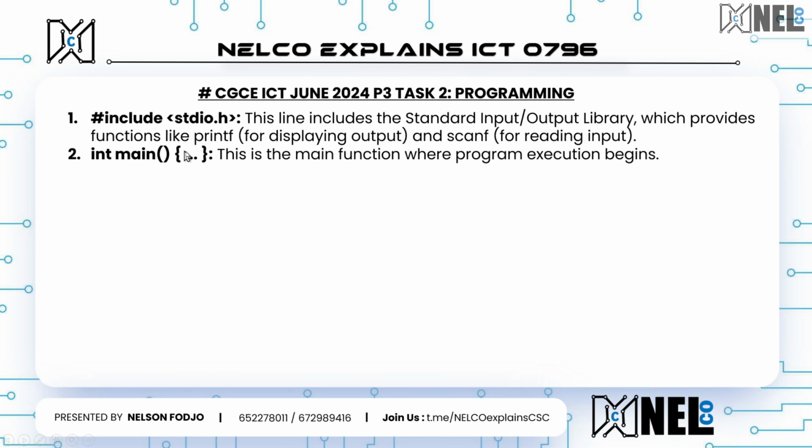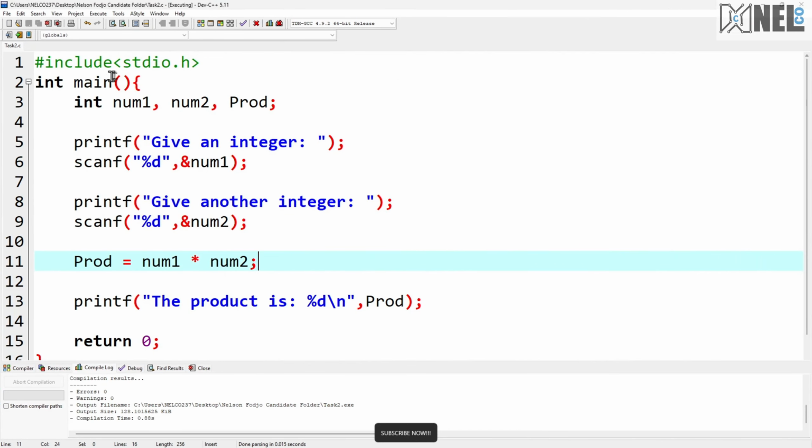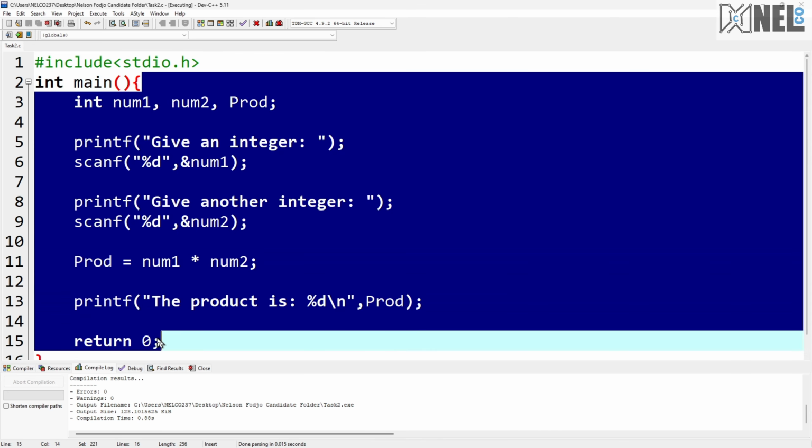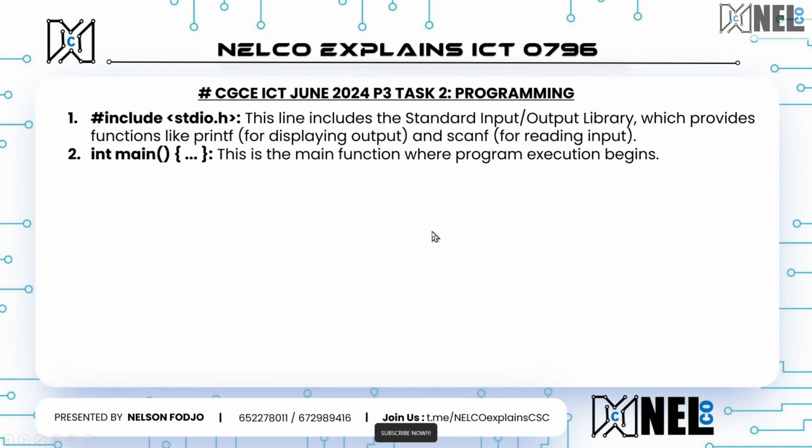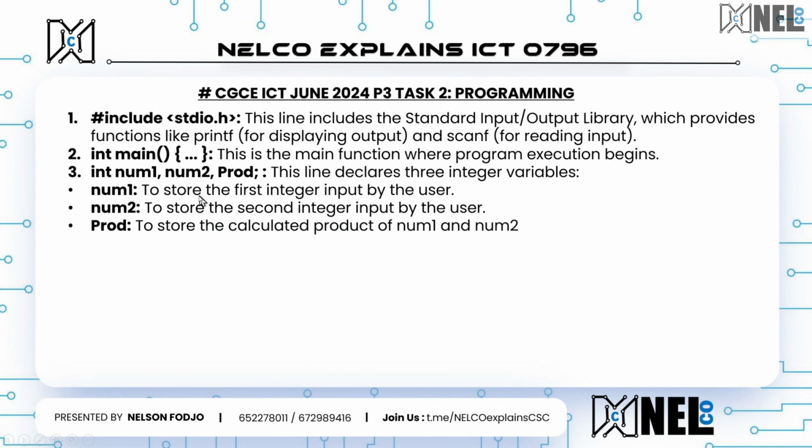The int main and the curly brackets, everything that comes inside, is the main function, like the motherboard, where the program execution begins, meaning everything is found in the int main function. All of these guys, as you can see, are found inside the int main function. So next, let's look at the int num1, num2, prot line that I did with the semicolon at the end.